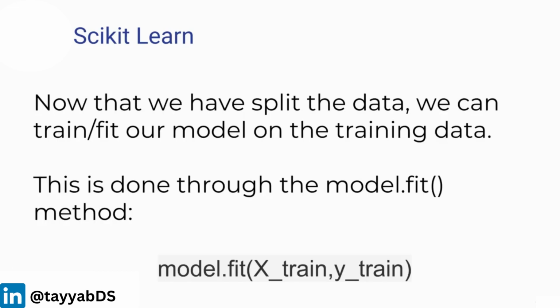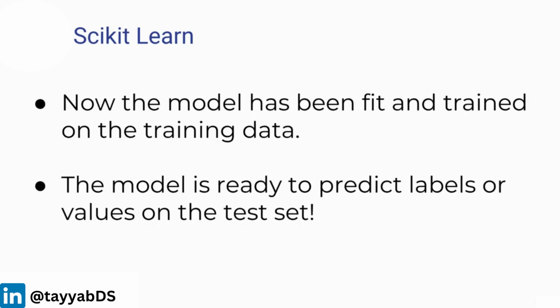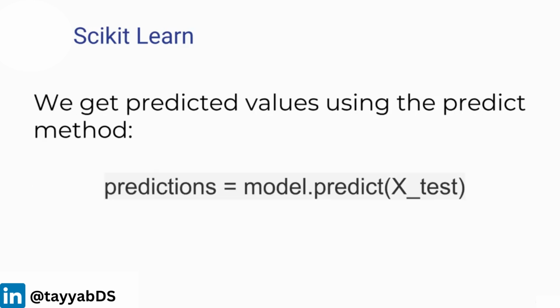Now that we've split the data, we can train or fit our model on the training data. And this is done through the model.fit method. All you need to say is model.fit, pass in your X training data, and then pass in your y training data. Now that the model has been fit and trained on the training data, the model is ready to predict labels or values on the test set. So you get the predicted values by saying model.predict, and then you pass in the X test set. And keep in mind, this .predict method is the same method you would apply for brand new data that the model has never seen before. So that's how you can use your model to predict on new values.